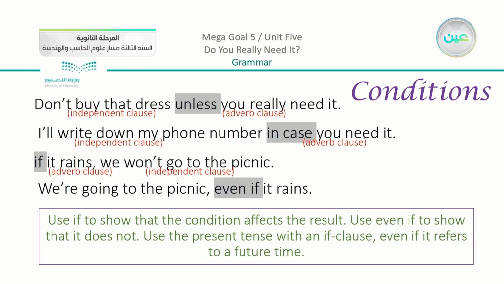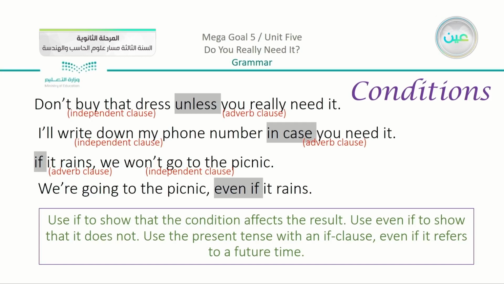Now there is a note concerning the fourth part, even if. We can see our note here. Use if to show that the condition affects the result. So we have here, if it rains, this affects the result. Use even if to show that it does not. Use the present tense with an if clause, even if it refers to a future time. So you can see that we have here rains as the present. Now the difference between using if and even if: if affects the result, but even if doesn't.